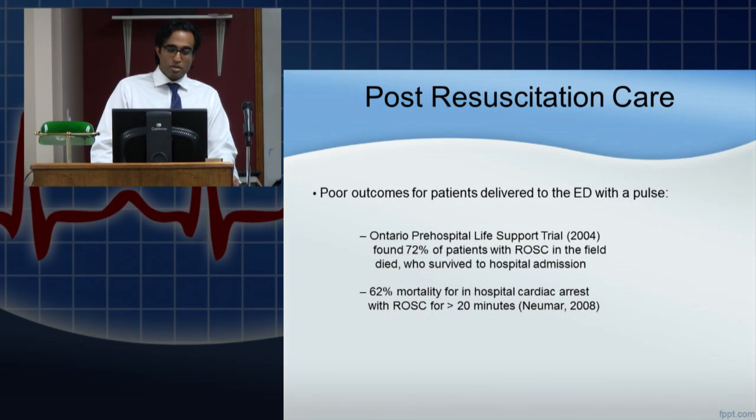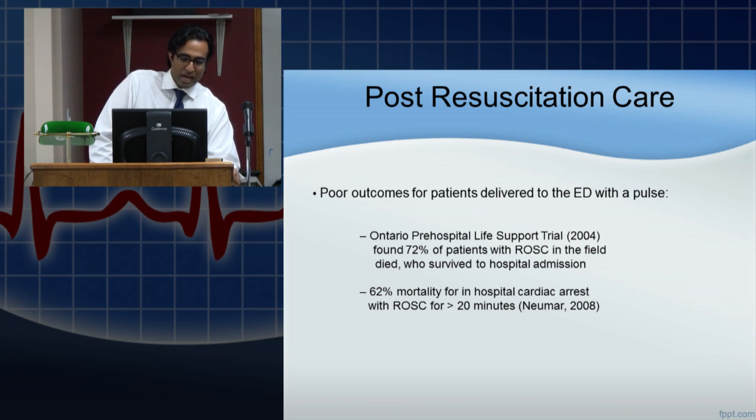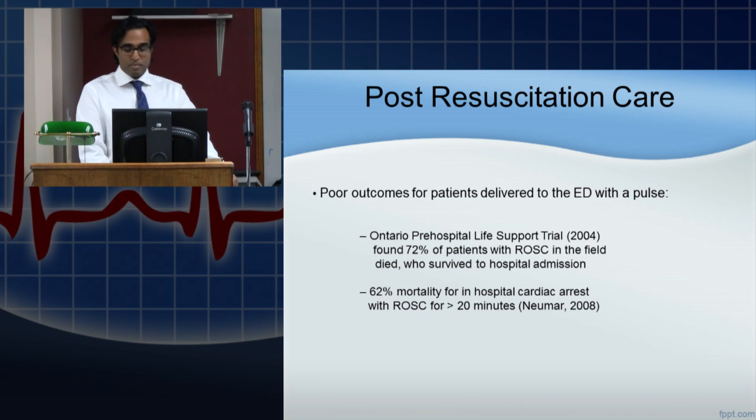So usually, this is just showing people don't do well when you have cardiac arrest. They found 72% of the people in the field died before a hospital admission. And even in the hospital, say they have cardiac arrest in the hospital, they still have a very poor outcome, 62%, if they've been trying to resuscitate them for 20 minutes and you get return of spontaneous circulation.